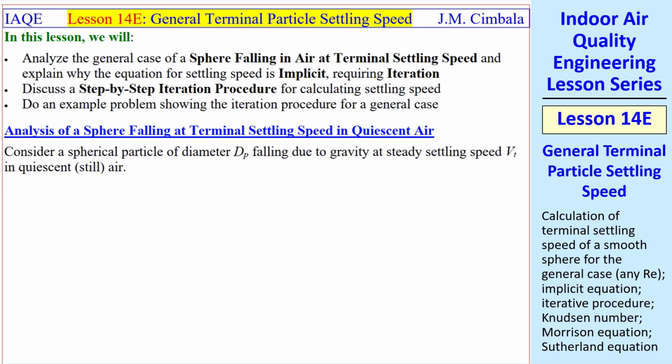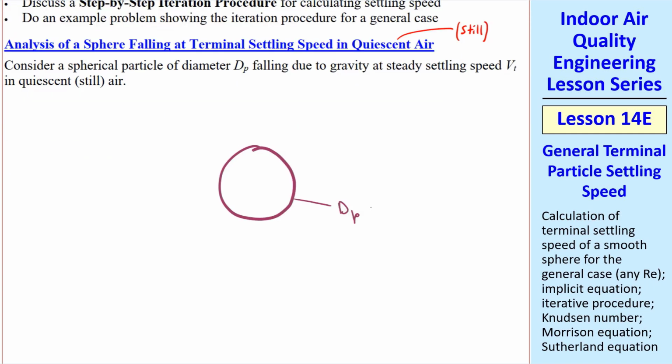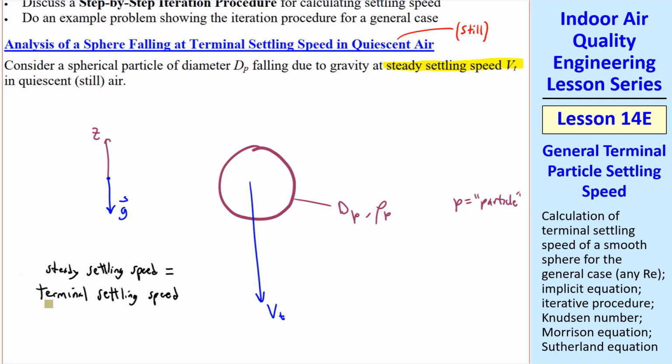First, let's set up the physics and equations for a sphere falling at terminal settling speed in quiescent air. Quiescent simply means that the air is still or not moving. Consider a spherical particle of diameter dp and density ρp, where subscript p stands for particle. This sphere is in air, where z is up and gravity vector g is down. If this particle is released at time 0, it will accelerate, but eventually reach a steady settling speed vt. Then the steady settling speed is called the terminal settling speed vt.